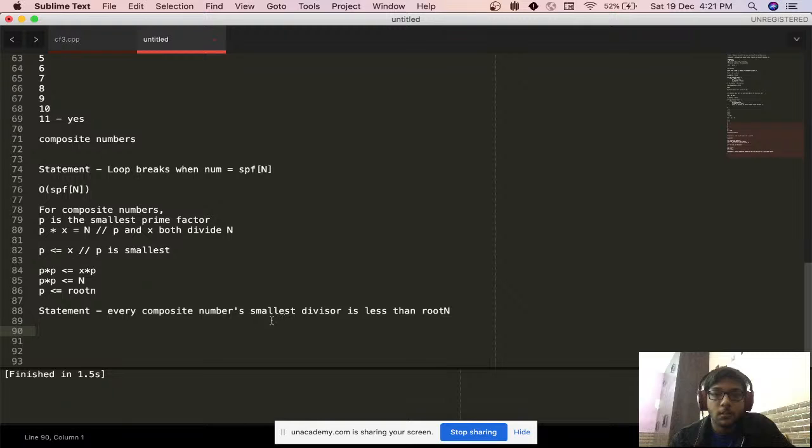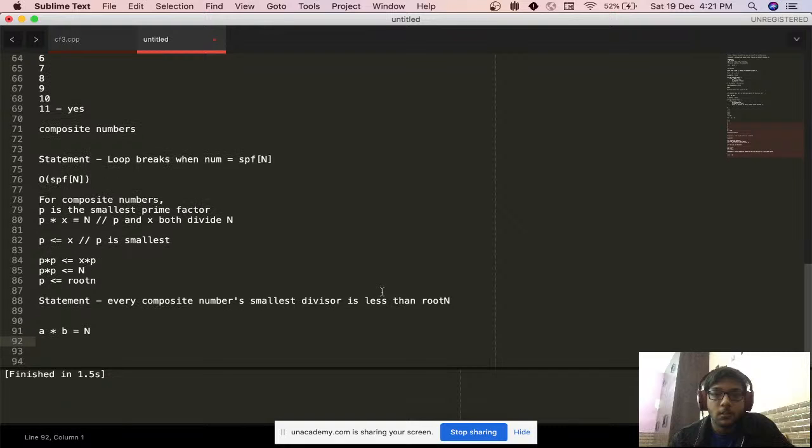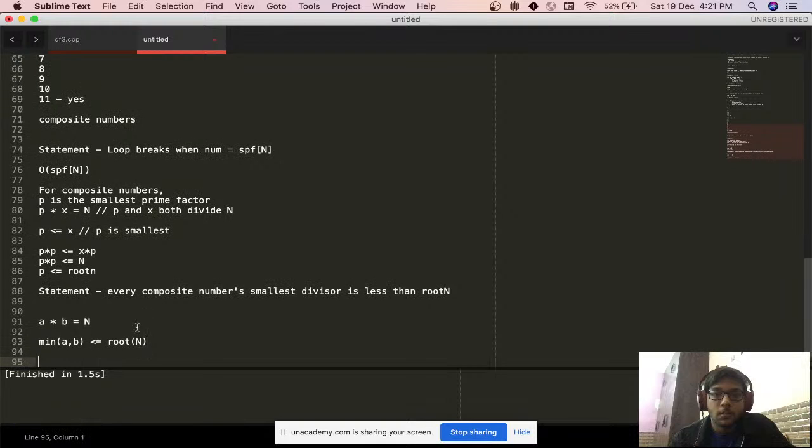So the smallest one of them must definitely be less than root n. Why? Because both of them cannot be greater than root n. If both are greater than root n, then the product would be greater than n, but it has to be equal to n, right? So a into b is equal to n. Both of them cannot be greater than root n at the same time, because the product would be greater than n and this equation would not hold. So the minimum of a, b would definitely be less than or equal to root n. Yeah, so this is how the root n comes into play.